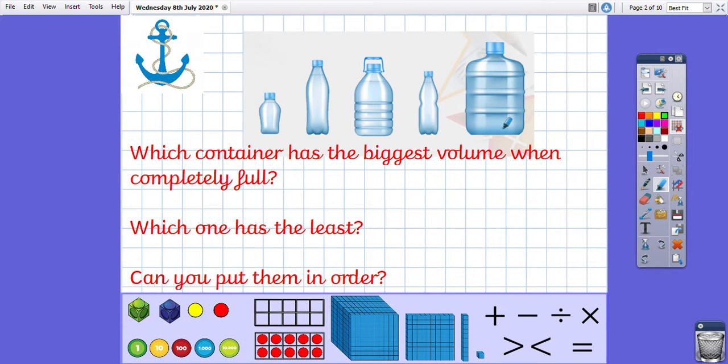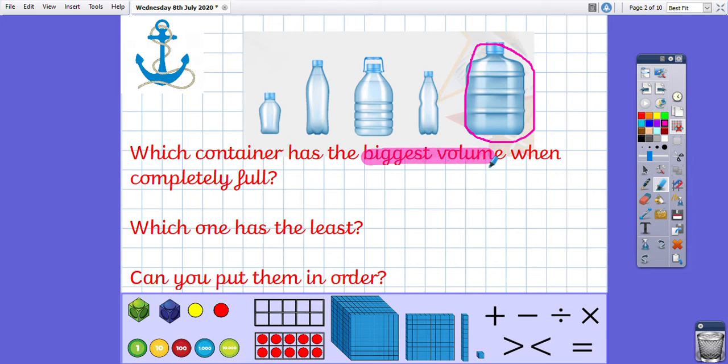So let's look at these containers. Which container has the biggest volume when completely full? So which one takes up the most space? Well, this one's quite little, isn't it? So I think it would be this one here. When it's completely full, that would be our biggest volume.